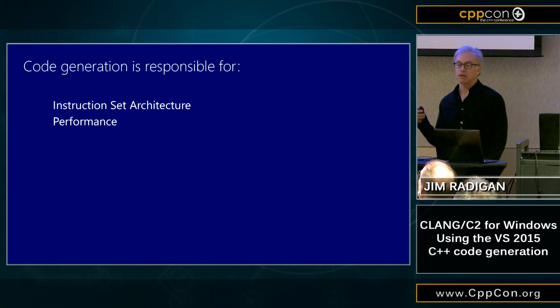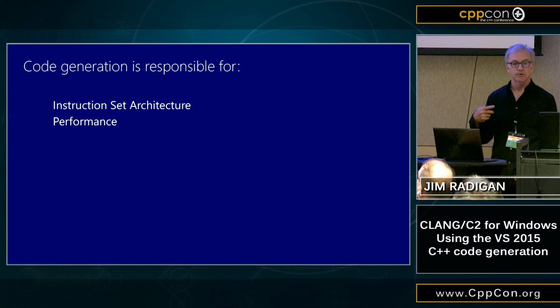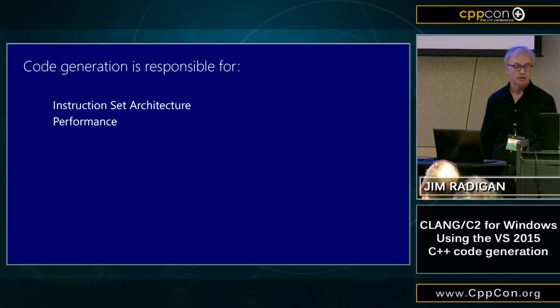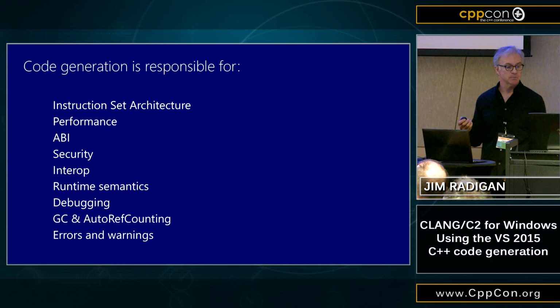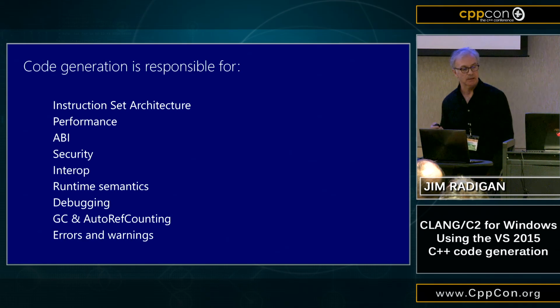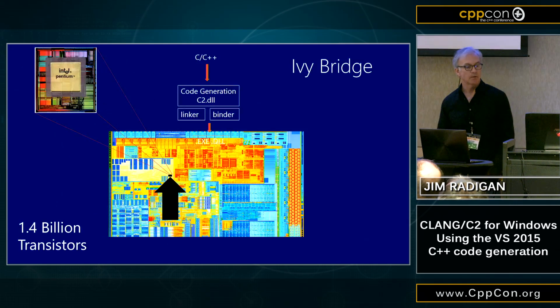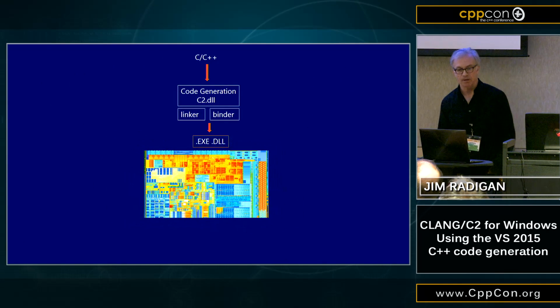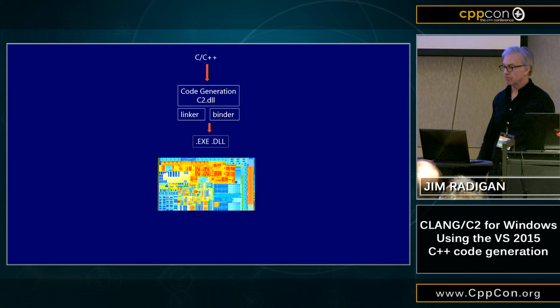So code generation, to a lot of people, is responsible for instruction set architecture, in other words, generating the right instructions and just performance. But in reality, code generation is responsible for getting the ABI right, security, interop, runtime semantics, debugging, making sure GC is encoded correctly across different domains, and an ungodly amount of errors and warnings. So a lot of people look at code generation that way, right? Which is just simply, you're going to compile some C++, you're going to link it, and then you're going to run that exe on the hardware. No big deal. Pretty straightforward.